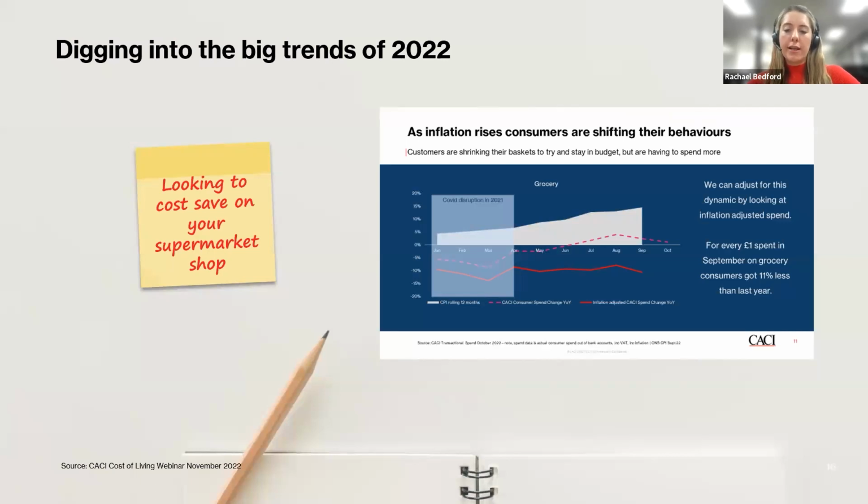I'm now going to show you an example of how brand dimensions can be used to prove one of these points.